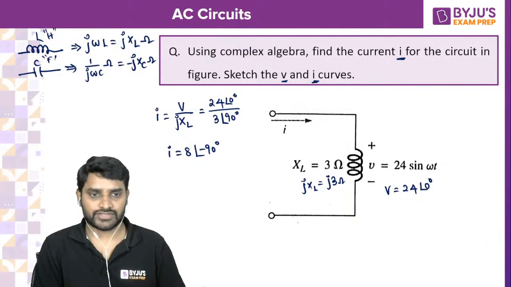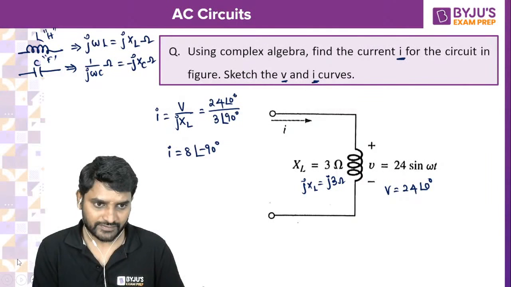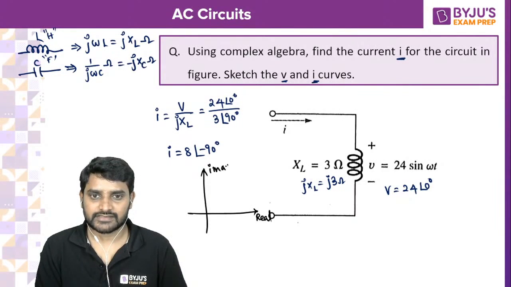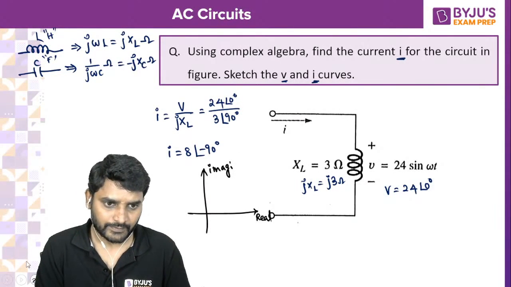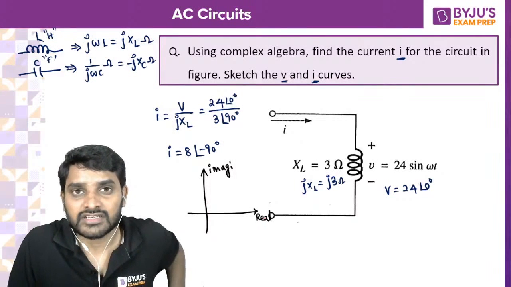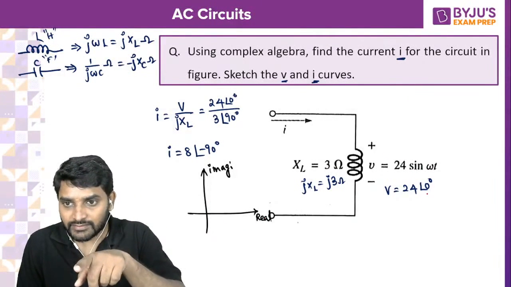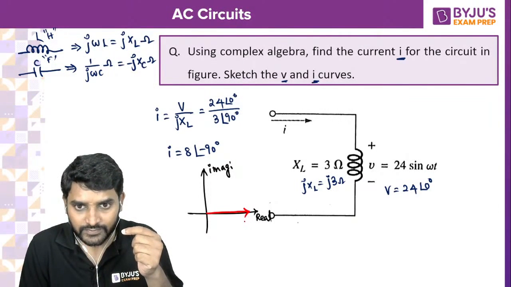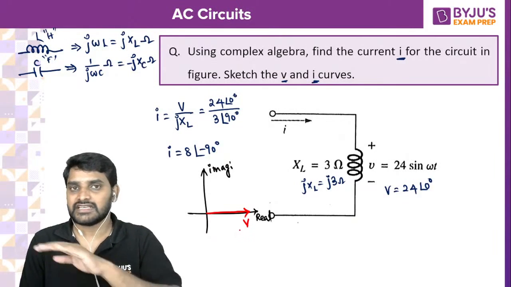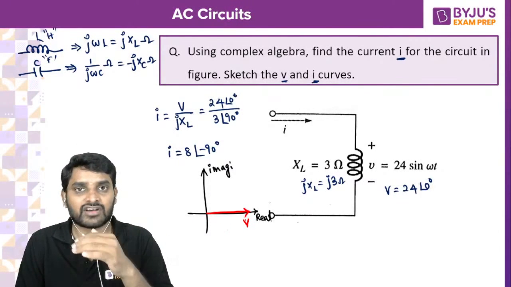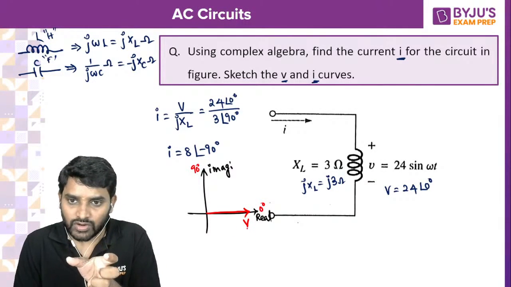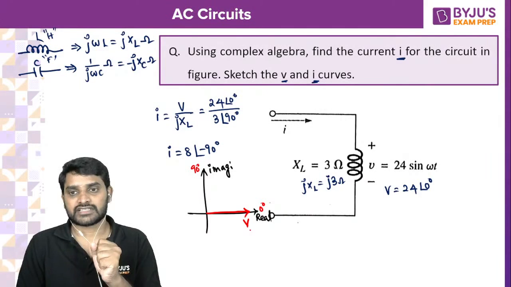If you see the phasor, it will be like this: real axis and imaginary axis. Where should I draw the voltage? The voltage angle is 0, so I should draw the voltage here. This is my voltage. It doesn't have any phase displacement, so I am taking it at 0 degrees. This is the voltage across the inductor.